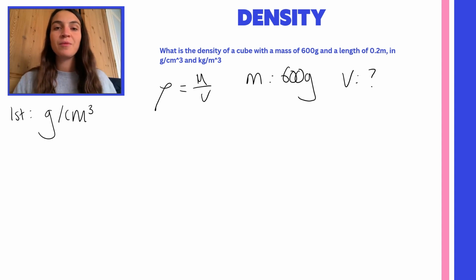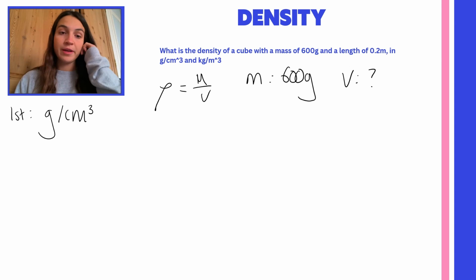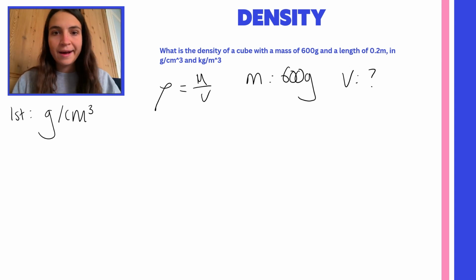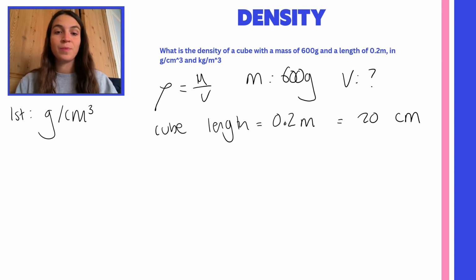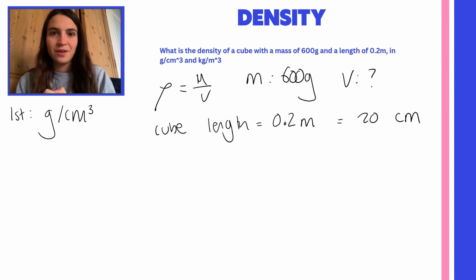And then volume, well, I need to figure that out from my information in the question. So what do I have? I have the length of my cube in my question. And I've decided I can't leave that as 0.2 meters. I first need to convert it into centimeters. And if you can spot why, that is because I'm going to need my volume to be in centimeters cubed so that it matches the volume in that density unit that's been given to me. So 0.2 meters times by 100 to get it into centimeters, 20 centimeters.